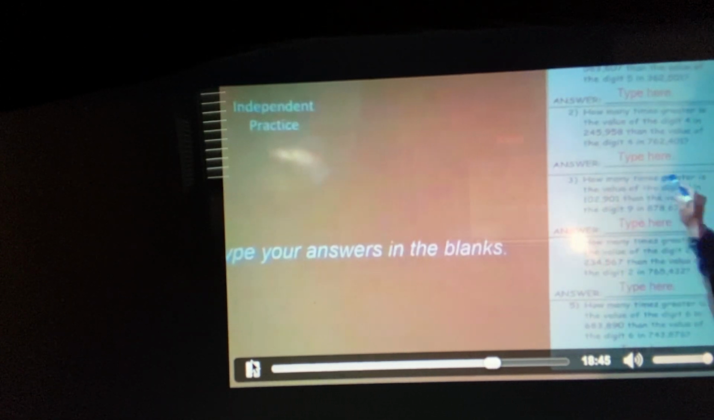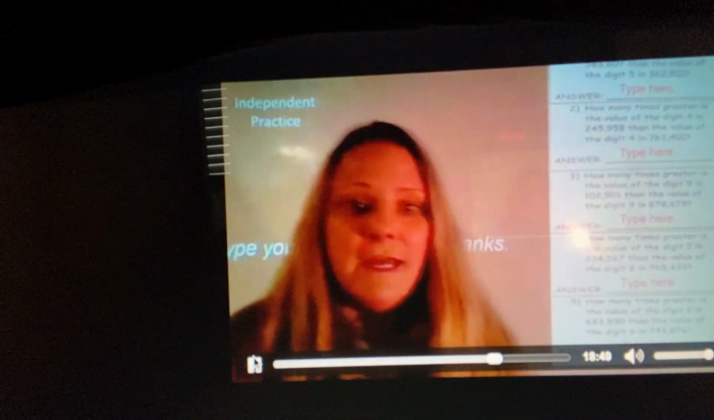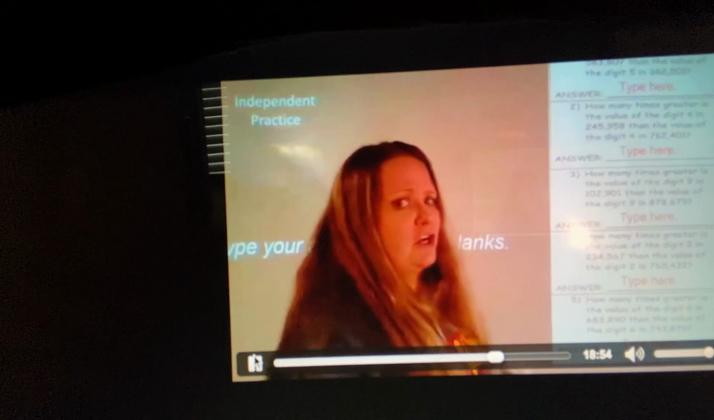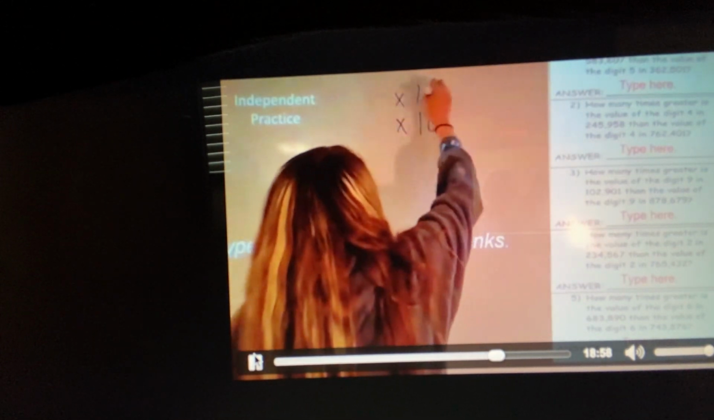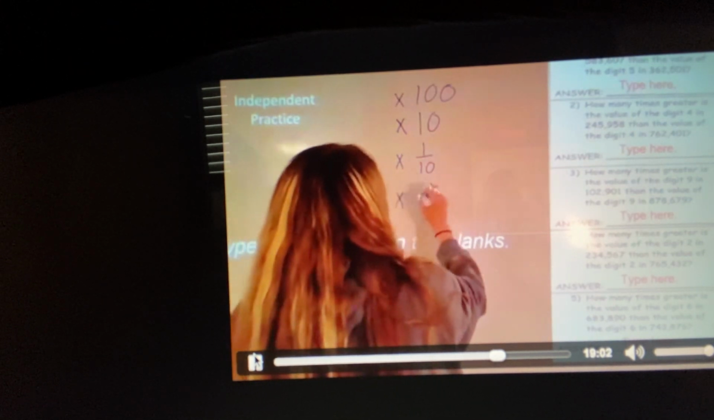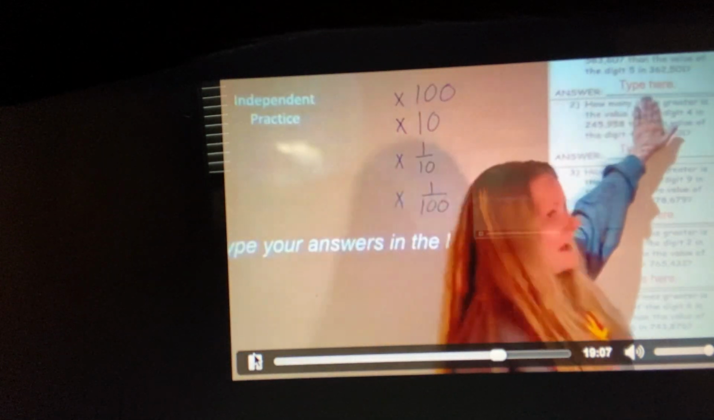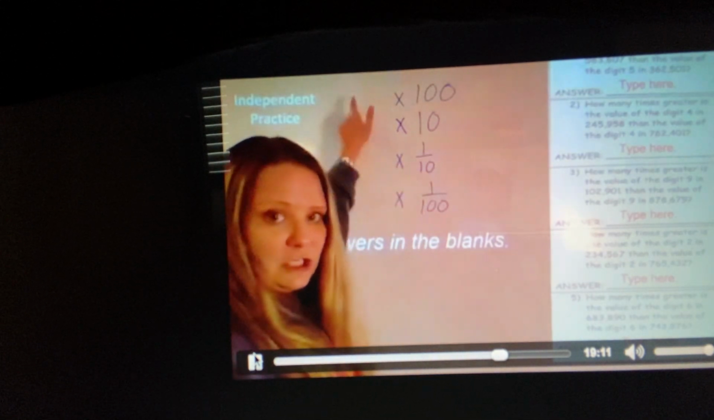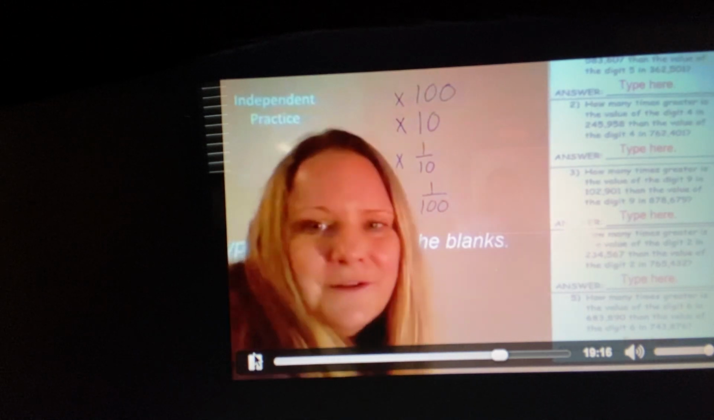How many times greater? There's your clue. It's a greater than question. So your only choices are going to be times 10, times 100, times 1/10, or times 1/100. If a question asks you how many times greater a value is, it is going to be one of these 4 answers. See? I'm giving you a little cheat sheet on that.